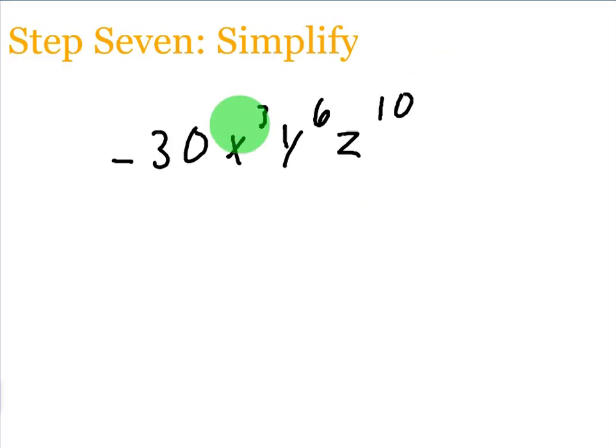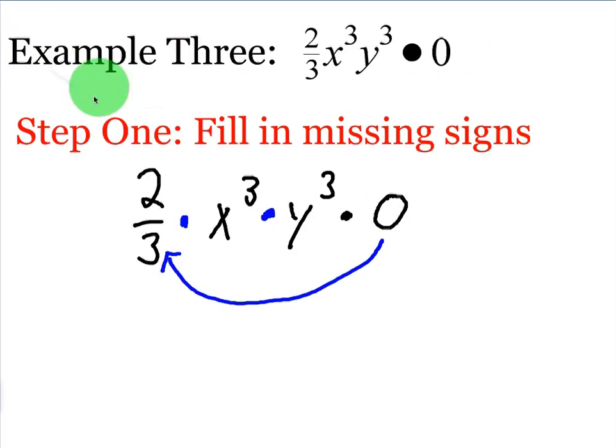Let's look at another example. We have 2/3 x cubed y cubed times 0. Now, you might already kind of see a shortcut here. Anything times 0 is 0, but let's go ahead and do our work. All right, so we're going to group the numbers together.